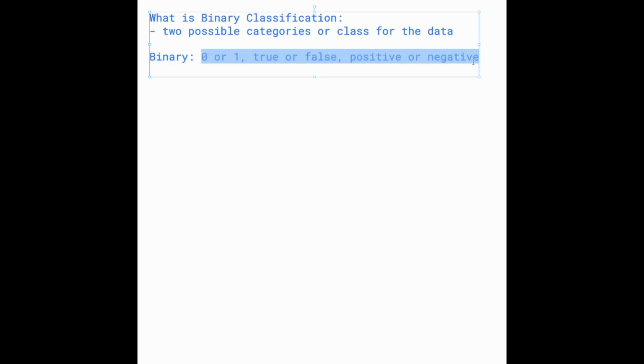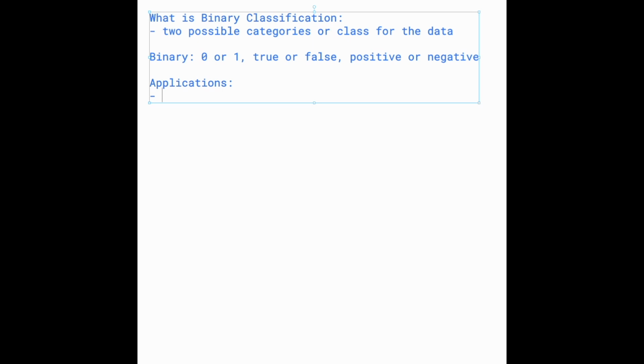And obviously, binary comes from the idea of 0 or 1. This can also be like true or false, or positive or negative. So just know that we're dealing with this kind of concept. So it's going to be one or the other. There's no in between. And there are a bunch of applications for binary classification.